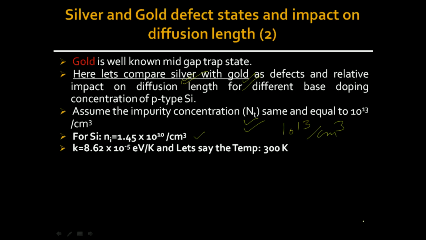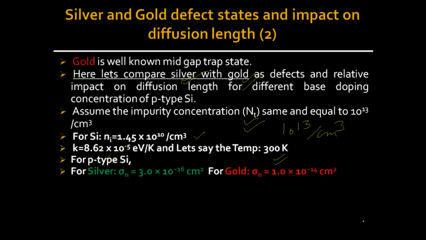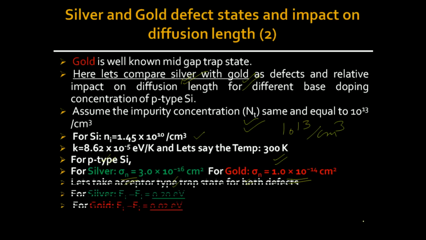So these are some default values for silicon: intrinsic carrier concentration 1.45 × 10^10 per centimeter cube, Boltzmann constant, and temperature assumed at 300 K, which means room temperature, 27 degrees Celsius. And this is, as I earlier showed, the electron capture cross section for silver and for gold. So you see that the capture cross section for gold is 100 times larger than silver. That is a very important point here.